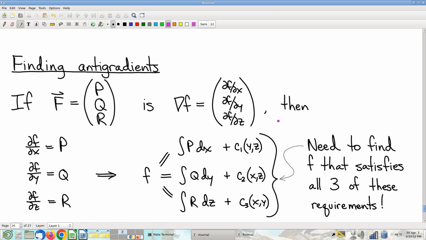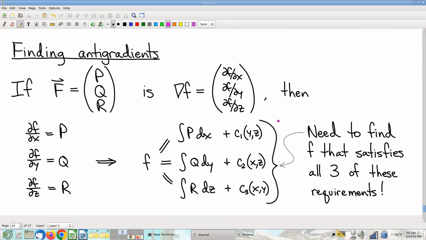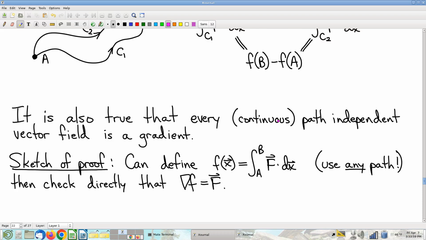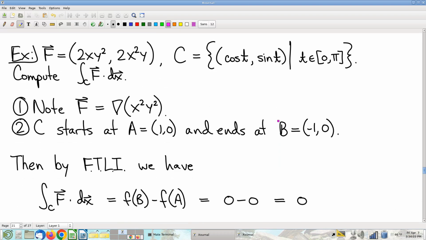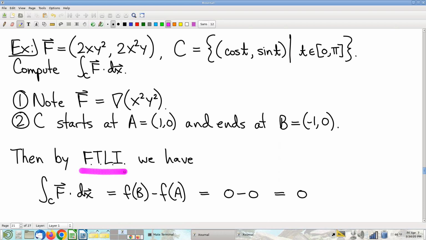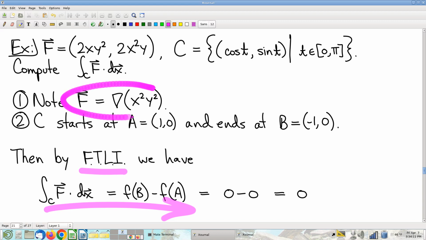Last thing we're going to do in this section is talk about how to compute antigradients. So I've been sweeping this under the rug for this entire section. Let's see, here we go. So for example, when we first used the fundamental theorem of line integrals, in this example last time, I observed that the gradient of this function is the appropriate vector field. That's easily computed with a couple of partial derivatives.